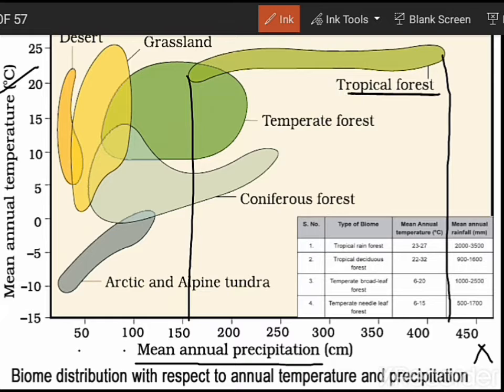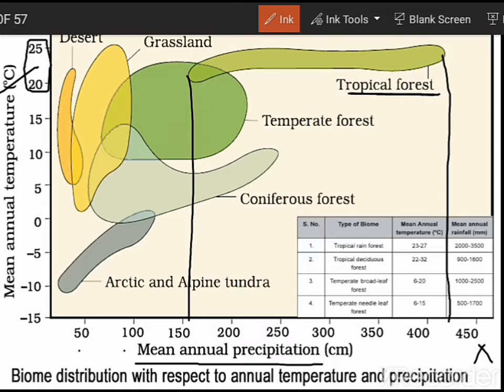We can also see that the temperature is highest over here. The temperature lies between 20 to 25, the mean annual temperature. We are considering all the seasons throughout the year, and when we take the average, it comes out to be 20 to 25.